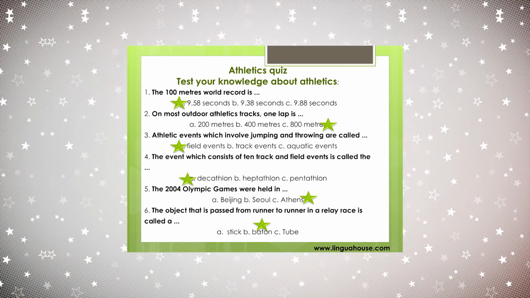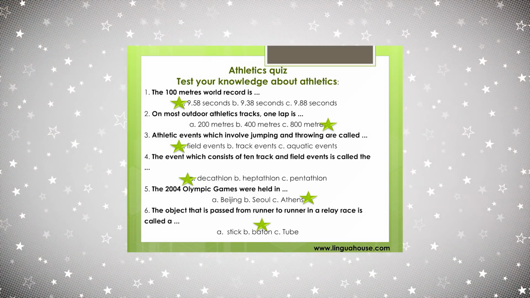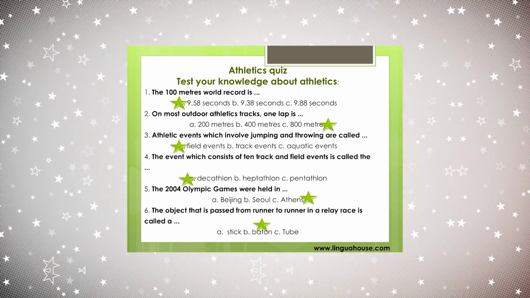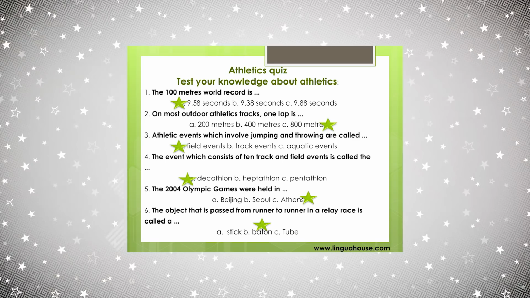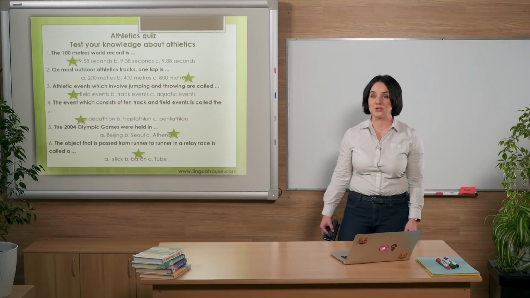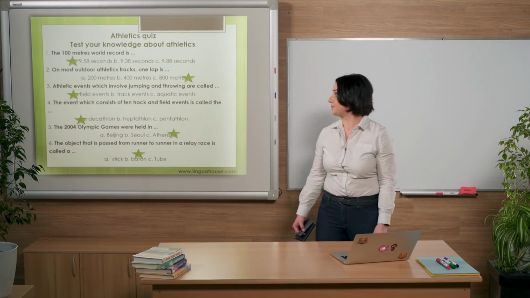In 2004, Olympic Games were held in Athens. And the last question of our quiz, the object that is passed from runner to runner in a relay race is called a baton. So, my congratulations to those kids who did this quiz correctly. And we continue with our lesson.